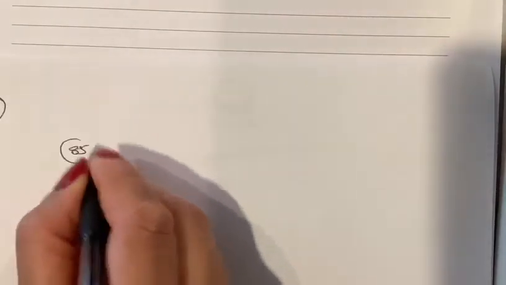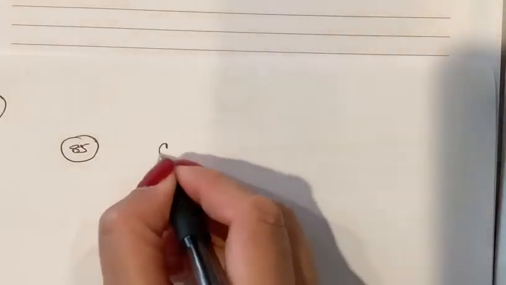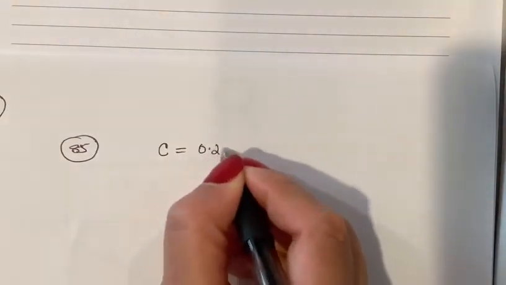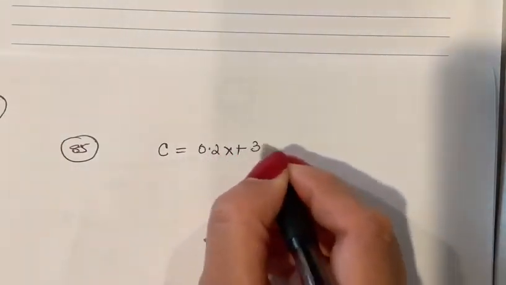Okay? Now moving on to the last problem in this section, which is problem number 85. Problem number 85, okay, and it says the cost C in dollars of driving a rental car X miles is given as C equals to 0.2x plus 35.